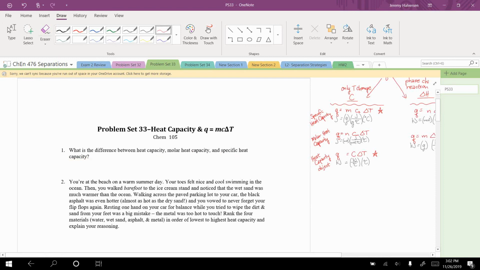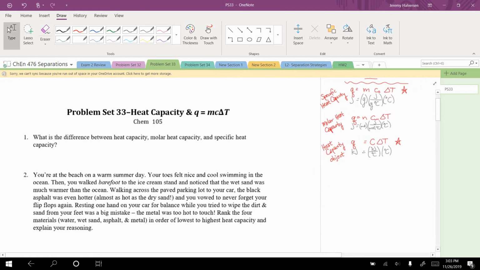What is the difference between heat capacity, molar heat capacity, and specific heat capacity? Well, heat capacity just is a variable that relates the amount of heat something absorbs to the amount of temperature change that that thing experiences. So if we're just talking about an object, we just use a heat capacity. And the units are just like kilojoules per degree Celsius. Say if I put in 5 kilojoules, that will change the temperature 1 degree Celsius of that object.